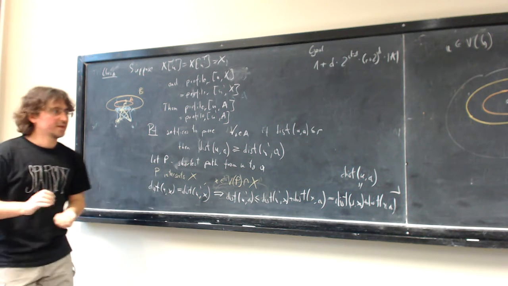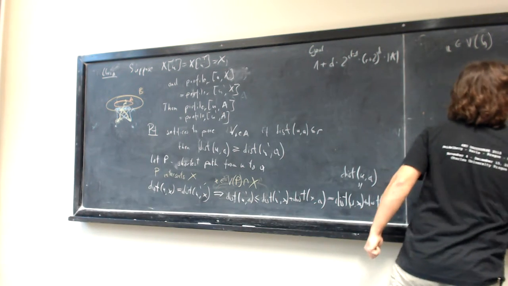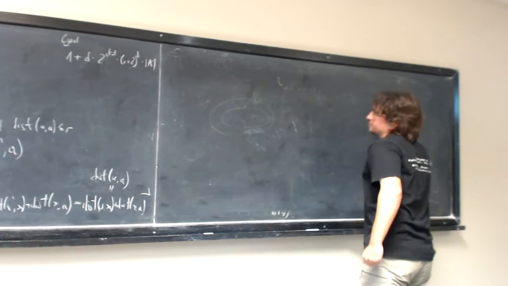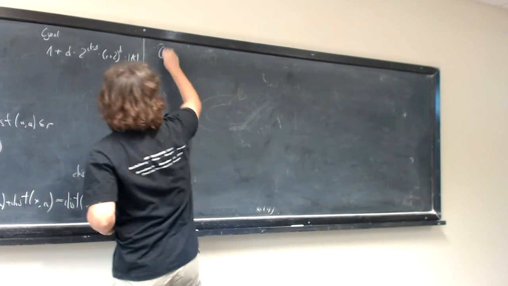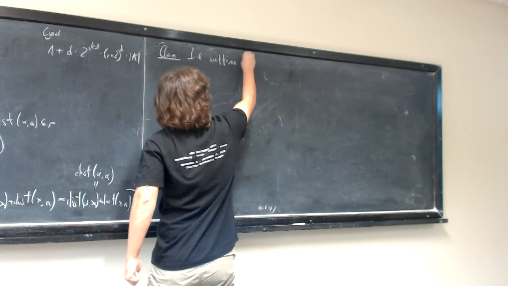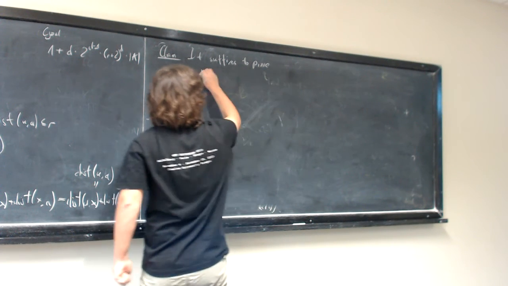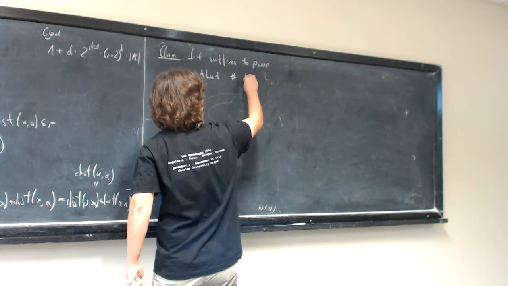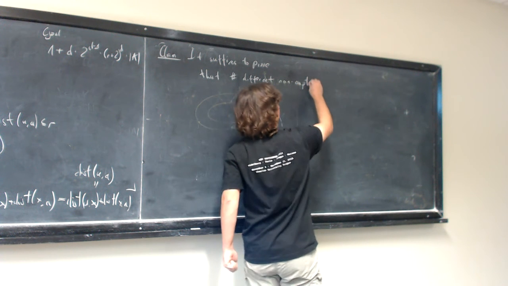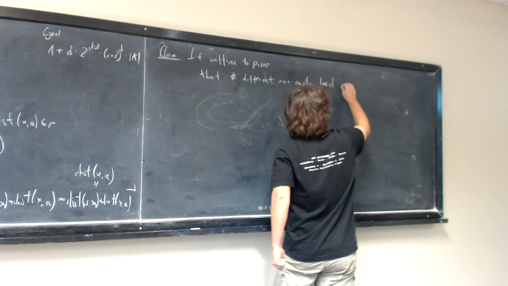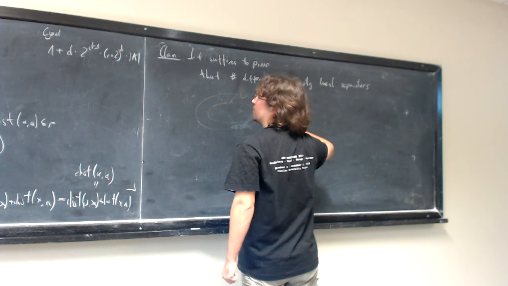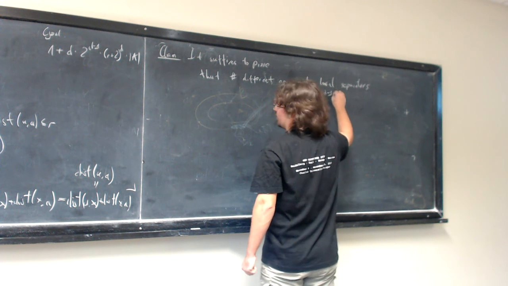Yes? So I claim now that it suffices to prove that the number of different non-empty local separators is at most d times 2 to the d minus 1 times the size of A.